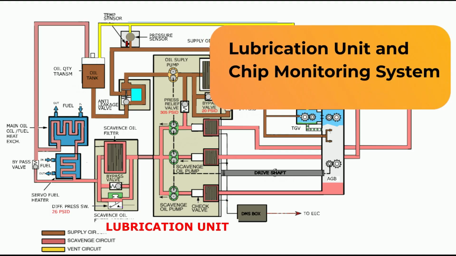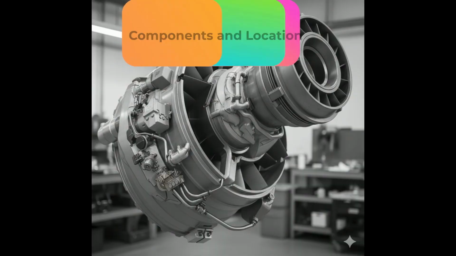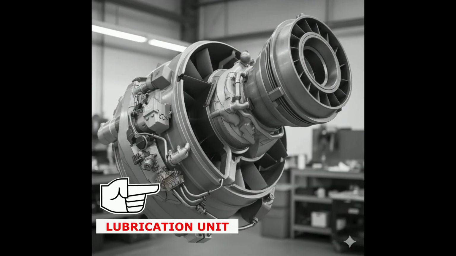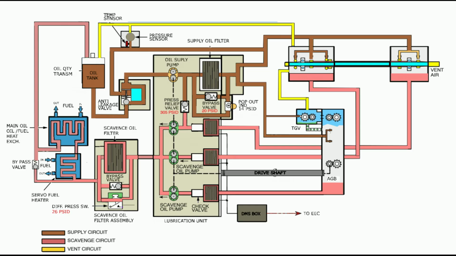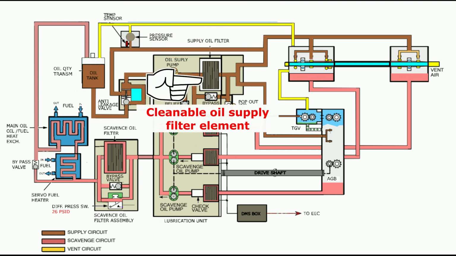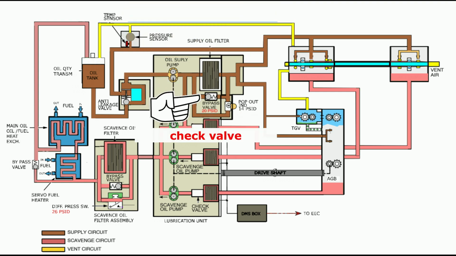Lubrication unit and chip monitoring system. Components and location. The lubrication unit is located on the accessory gearbox at the lower left side of the fan case. The unit incorporates the following internal components. 4 positive displacement pumps. These consist of 3 scavenge pumps and 1 supply pump. Oil supply filtration includes a cleanable oil supply filter element, a check valve to monitor the differential pressure, and a bypass valve equipped with a clogging indicator.